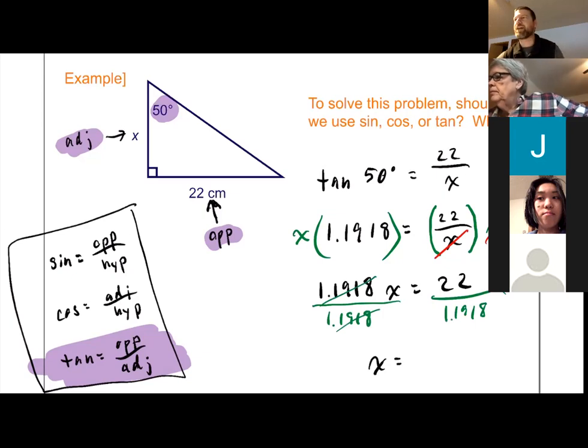And I am definitely not doing that division in my head. I'm going to do it in the calculator: 22 divided by 1.1918. I get about 18.5. 18.5 centimeters.